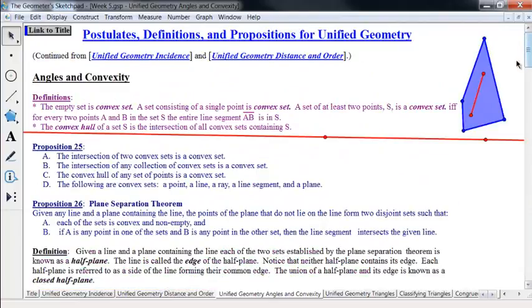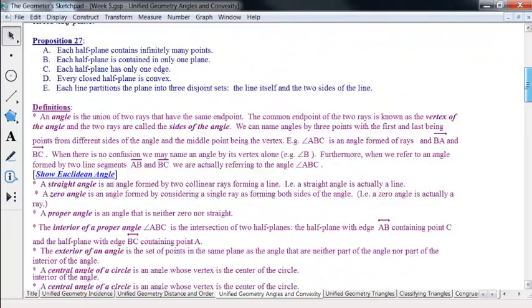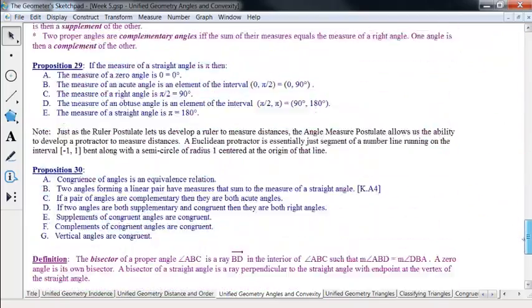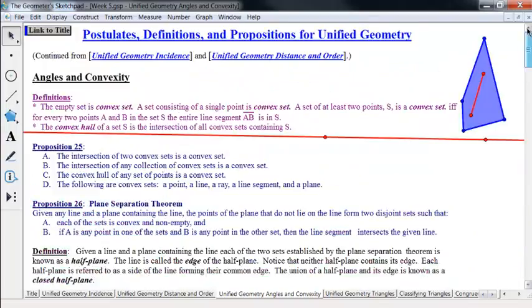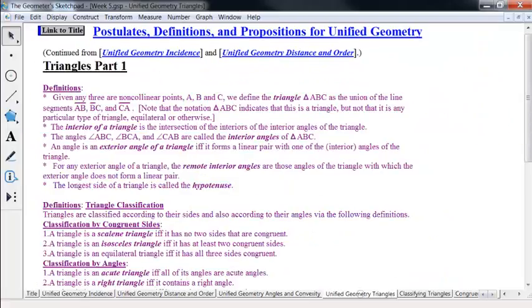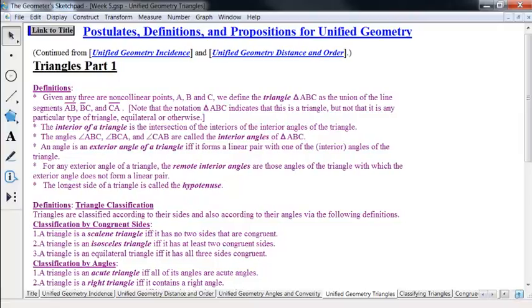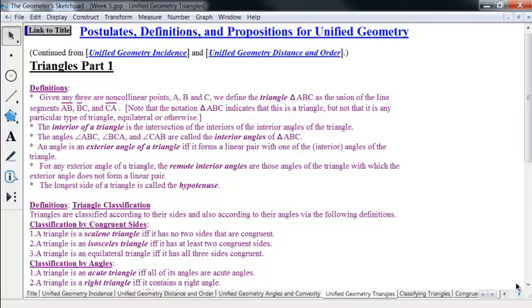Then last week we talked about angles and convexity a little bit, and we got through these definitions and propositions and another postulate there. And now today we're going to talk about the first of 2 weeks on triangles. So let's not do a lot here on triangles at this point, but let's get through what we have here on this page for postulates, definitions, and propositions so far.